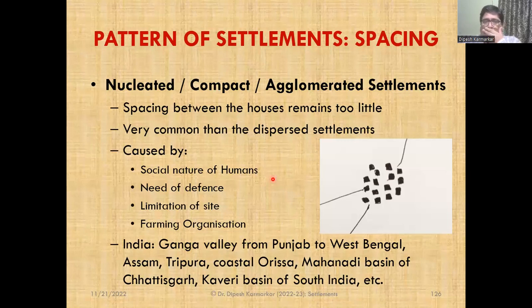The last pattern is called the nucleated settlement or compact settlement or agglomerated settlement, where we find that the spacing between and among the houses or the settlements remains too low, too little. So the houses or the settlements are very close to each other. And this kind of pattern is very common in different parts of the world, especially in India, much more common than the dispersed settlement. Now, the very basic factor responsible for such a pattern is obviously the human nature to remain social, because we always want to live closer to each other so that there can be sharing possibly, or we find more protection in being together.